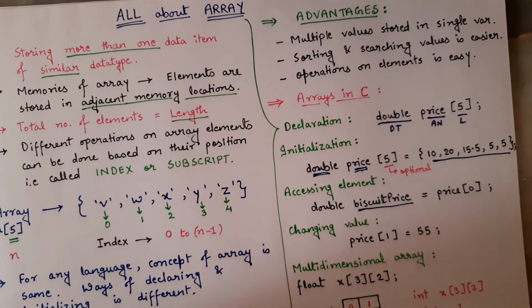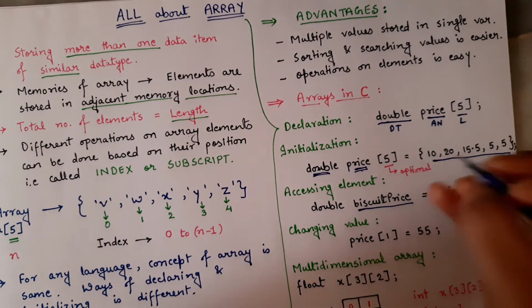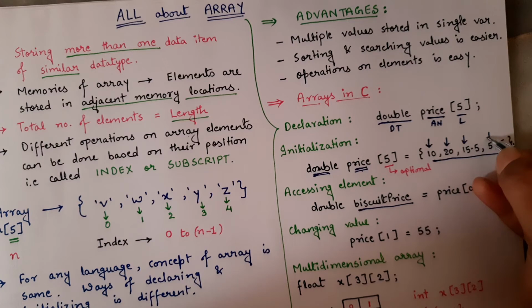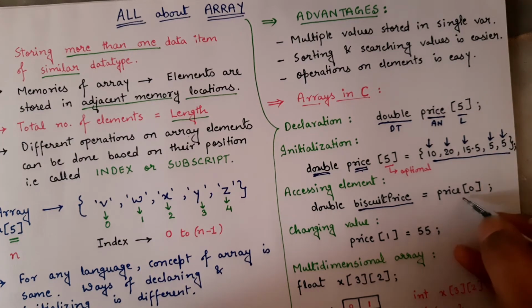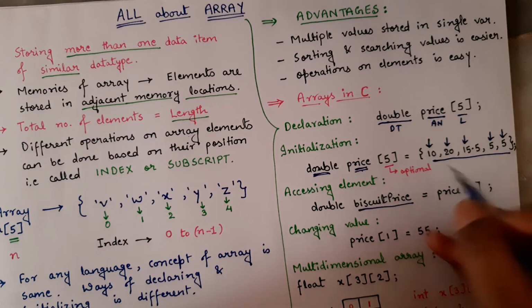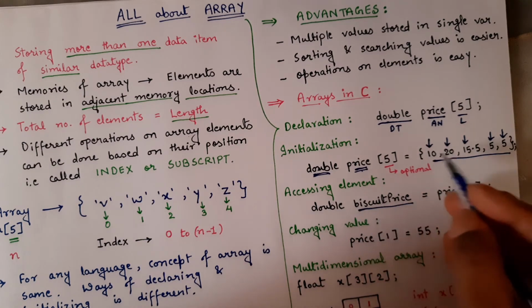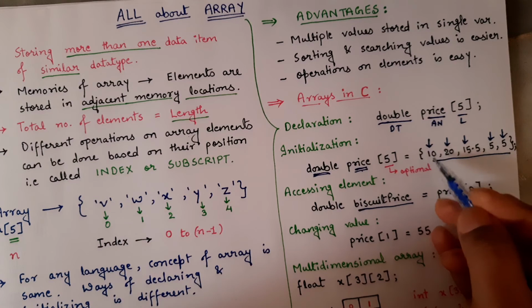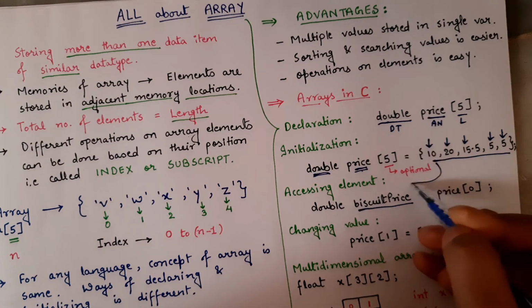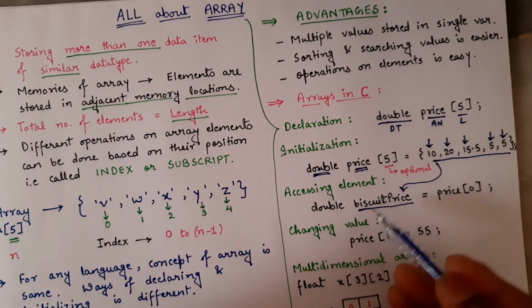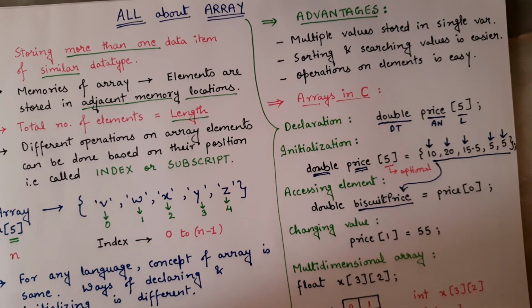As I told, the index of the array always starts with 0. So this will become my price of 0, price of 1, price of 2, price of 3, and price of 4. Here I have written price of 0, that means this 10. So with the help of this line, this value price of 0, that means this value 10, will be assigned in the variable biscuit price. So my biscuit price will become 10 rupees. Got it? It is that simple.